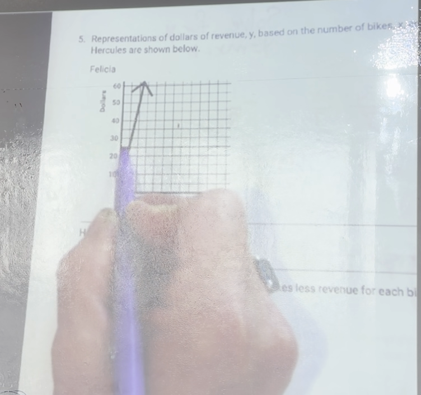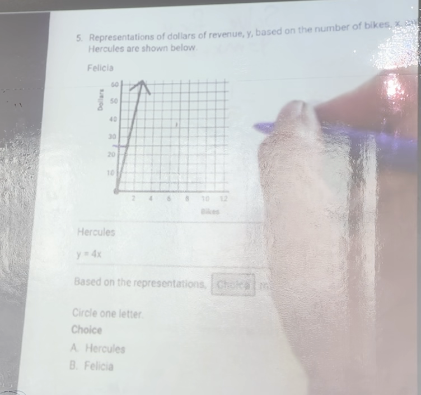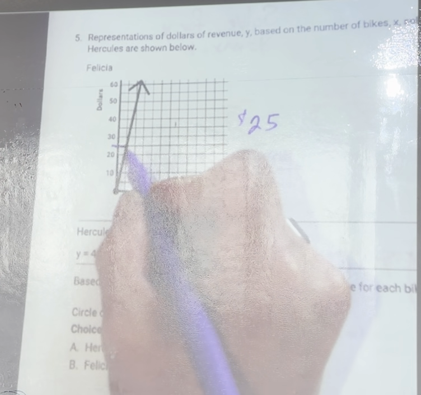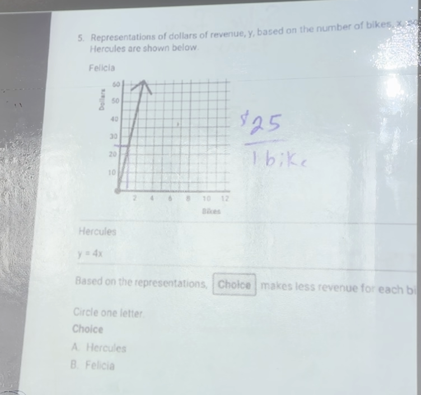Here's our point they give us. So how high did we go up? 25 what? $25 per how many bikes? Per 1 bike. So for each bike, he gets paid $25. How much does Hercules get?